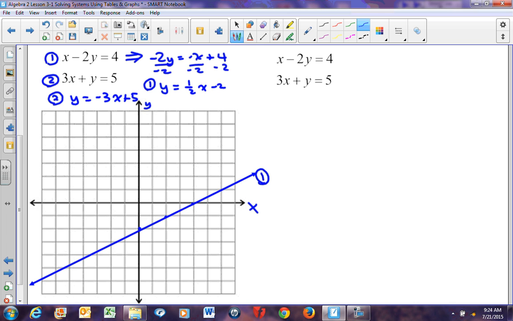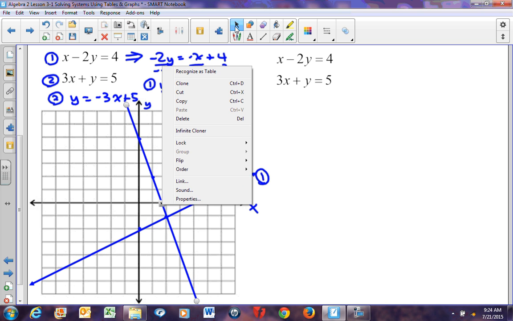I'll go up 5. 1, 2, 3, 4, 5. Negative 3 is down 3. 1, 2, 3 over 1. I'll look at it. It's going to intersect at the point right there. So if I was to draw this graph, again, make sure the line is straight, going through your points.